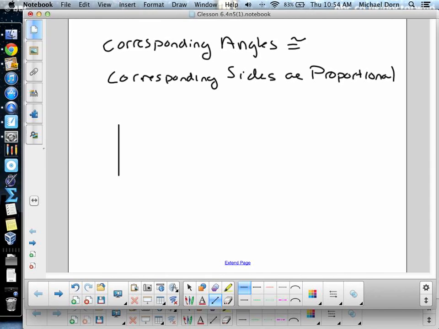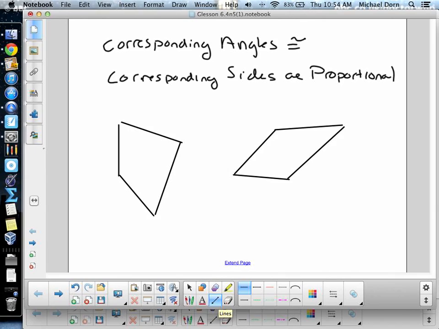So, we had one that was kind of like this. And then the other one, and here's where it got tricky, is figuring out which went with which. Not the way I drew them, no.